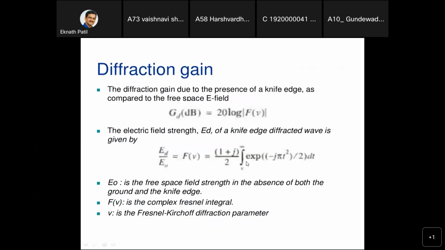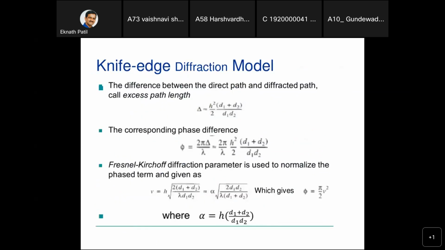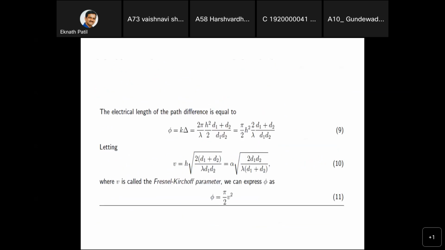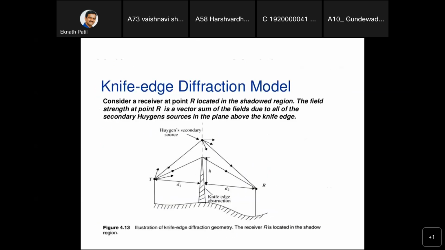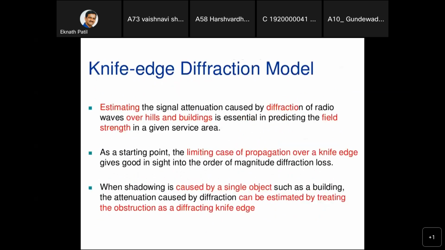Only keep in mind that whatever equations we have seen for the knife edge diffraction model, that particular part is the heart of this lecture. So the knife edge diffraction model is there, and how that particular model is applicable. Two things we have discussed here today: the first one is with the help of the phase difference, how one can calculate the loss, and the second one is the knife edge diffraction model. Okay, we'll stop here.